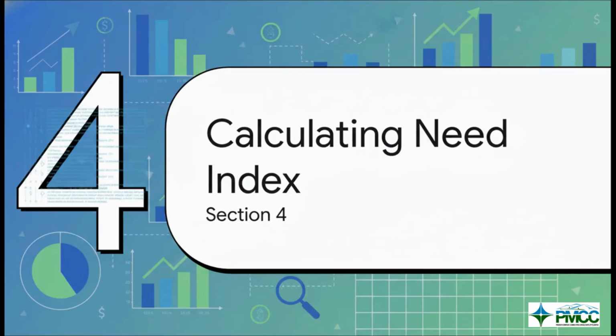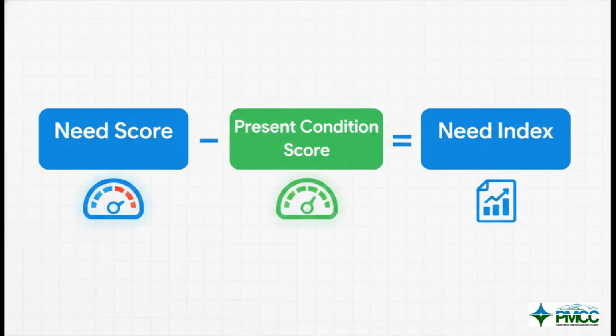Which brings us perfectly to Section 4, calculating the need index. All right, this is the analytical deep dive where we turn those subjective feelings into hard, actionable M&E data. The math here is beautifully simple but literally a game changer. Need score minus present condition score equals the need index.